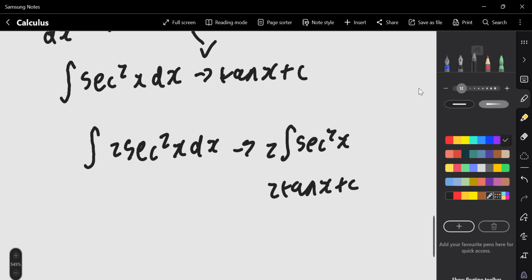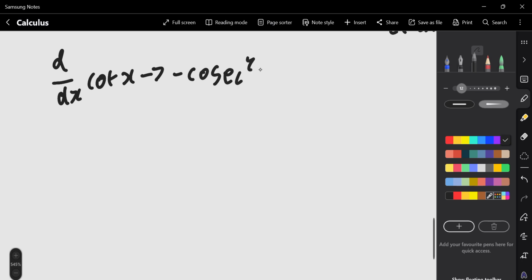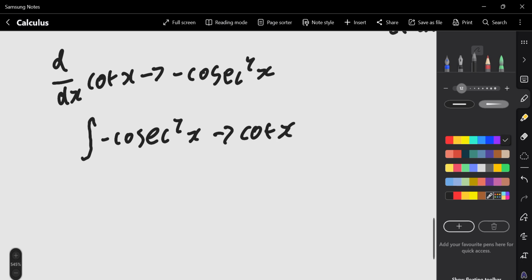The next one you need to know about is the derivative of cotangent x. The answer to this is going to be minus cosec squared x. And so we can ask, hey, what's the integral of minus cosec squared x? Well, it's going to be cotangent x plus c. Again, the plus c is going to be whatever information was lost.